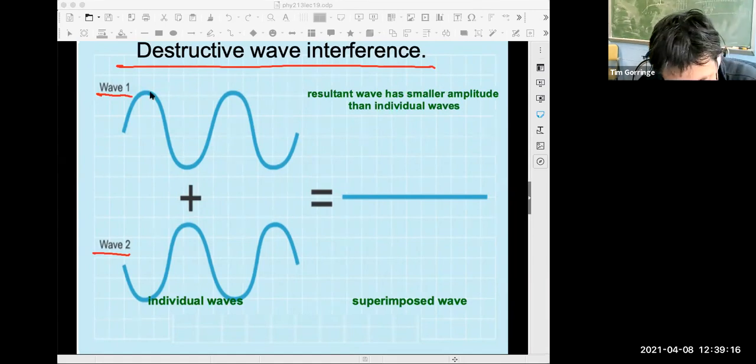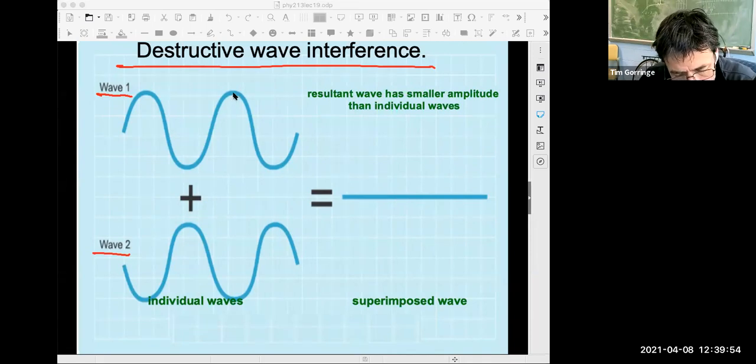So when wave number 1 is a crest upstairs here, wave number 2 is a trough. And the crest and trough cancel one another out to greater or lesser extent. And that's what we see here in the superimposed wave. Likewise, when wave number 1 is a trough, wave number 2 is a crest. And the crest and the trough again cancel out to greater or lesser extent. And we see that in the superimposed wave over here. And so on and so forth.